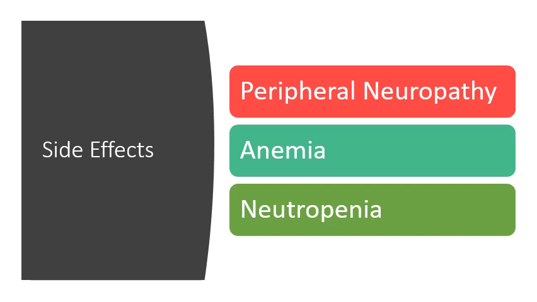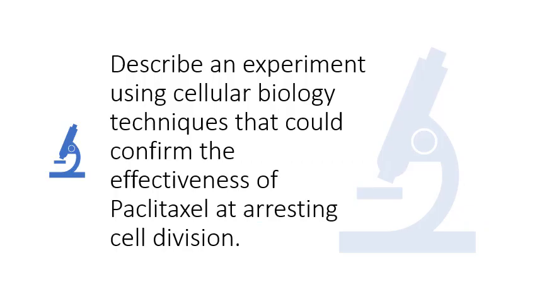Loss of peripheral nerves leads to peripheral neuropathy, which is characterized by weakness, numbness, and pain, usually in the hands and feet. Loss of red blood cells leads to anemia, where there aren't enough red blood cells to carry oxygen to the body's tissues. This causes fatigue, skin paleness, shortness of breath, and dizziness. Loss of white blood cells, which the body uses to fight infection and other diseases, leads to neutropenia, a condition that increases susceptibility to infection.